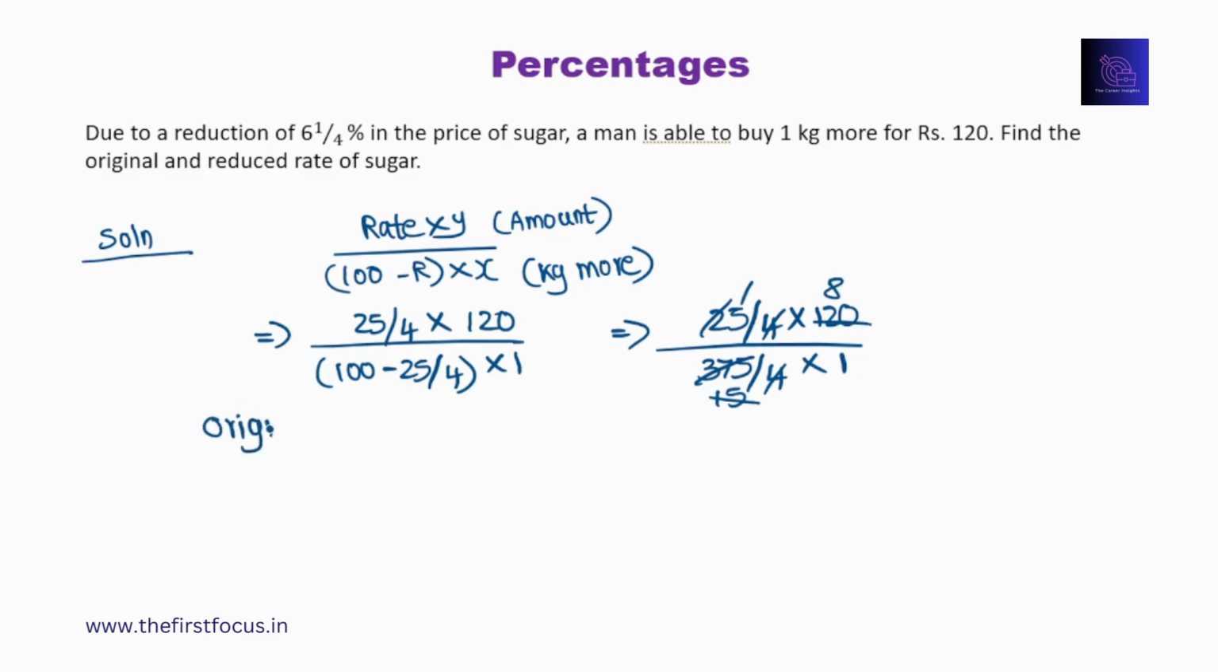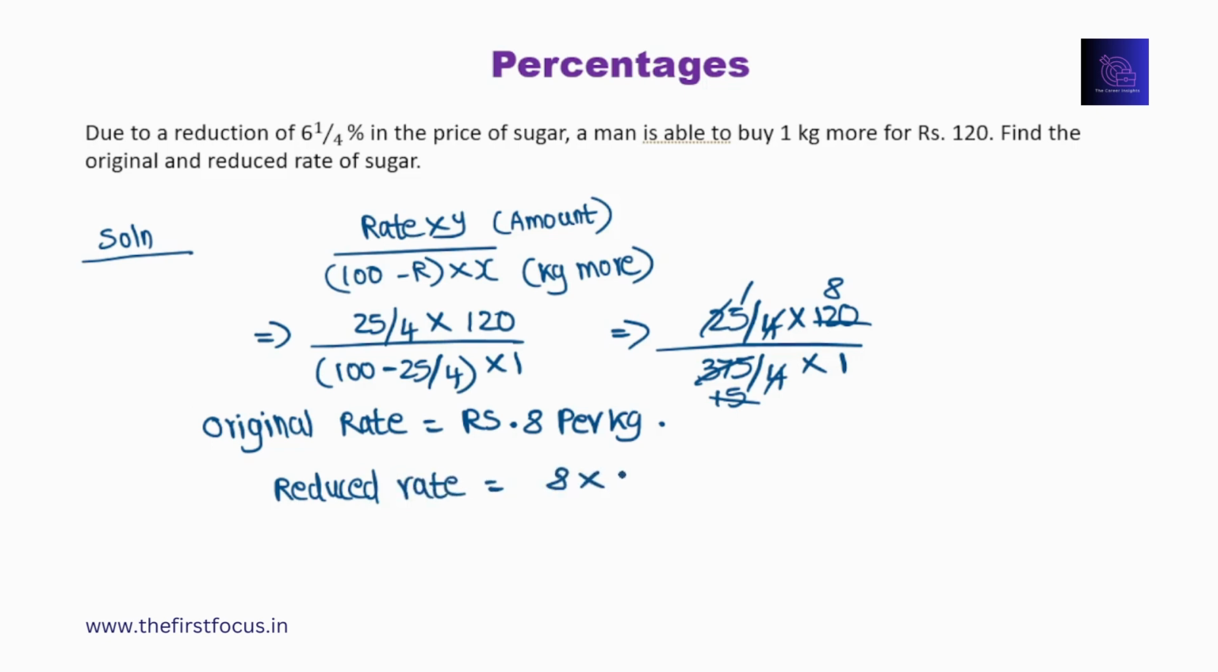So the original rate of sugar is rupees 8 per kg. Then we have to find the reduced rate of sugar. What is the reduction here? The reduction is 25/4% of 8 rupees. So we get 1/2. 8 minus 1/2 is equal to 7.5 rupees per kg.